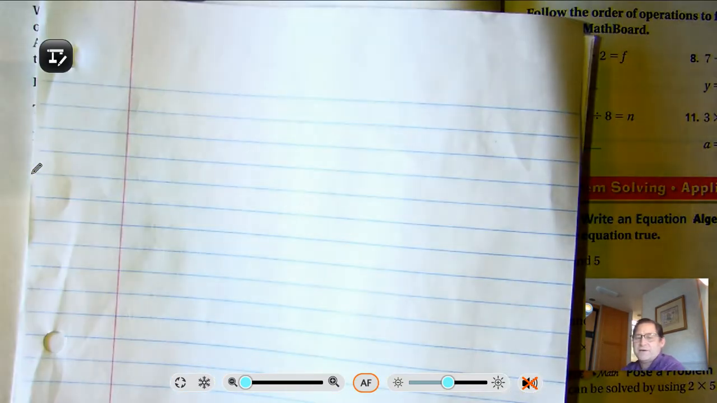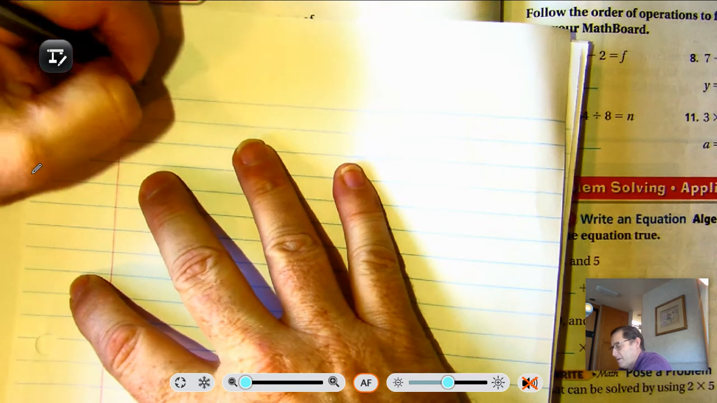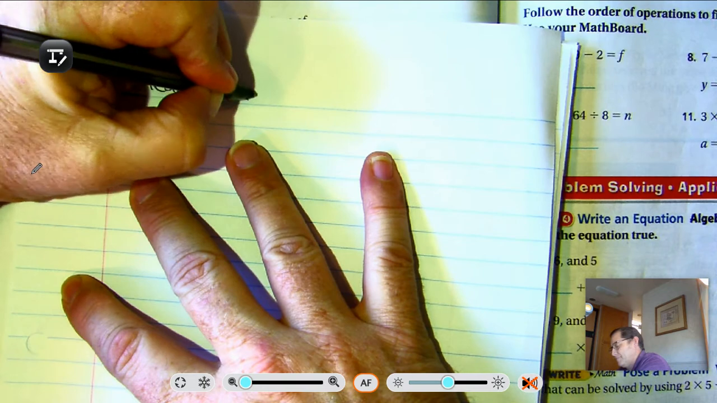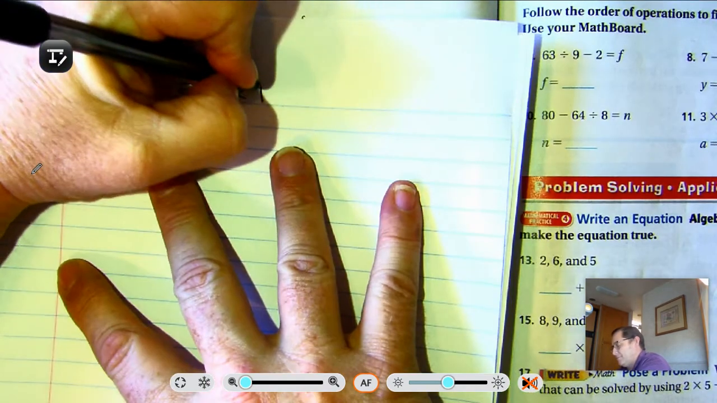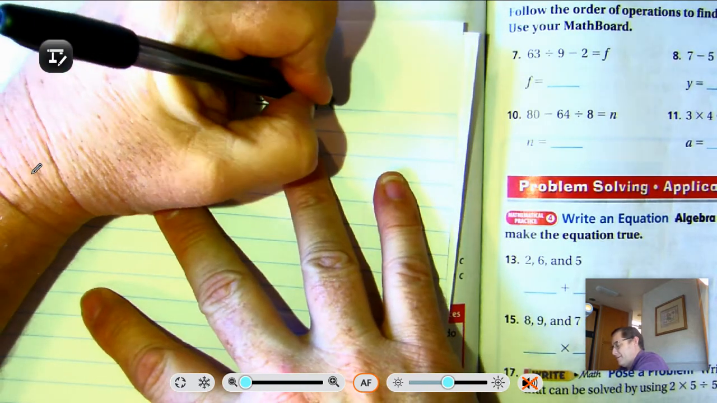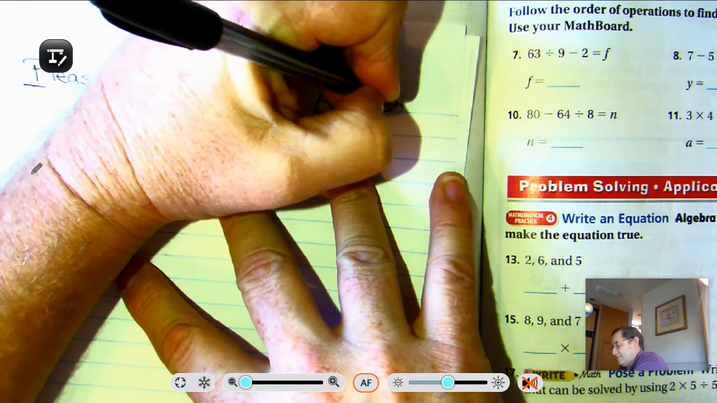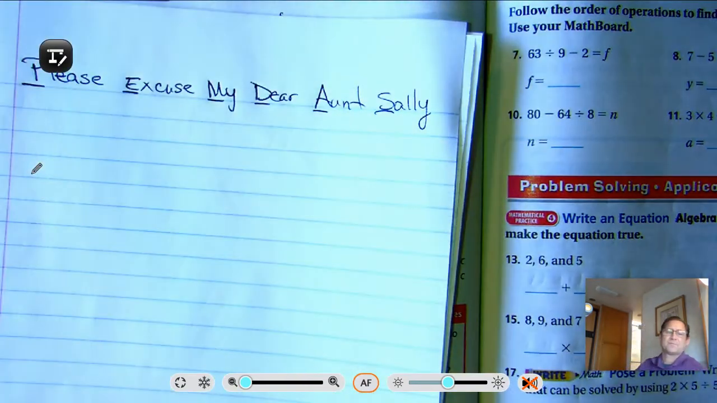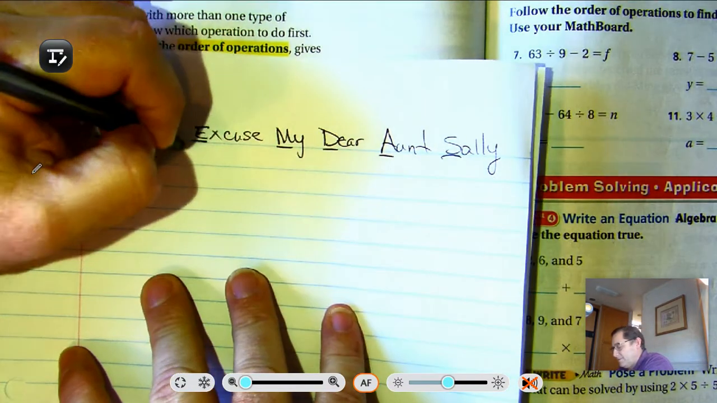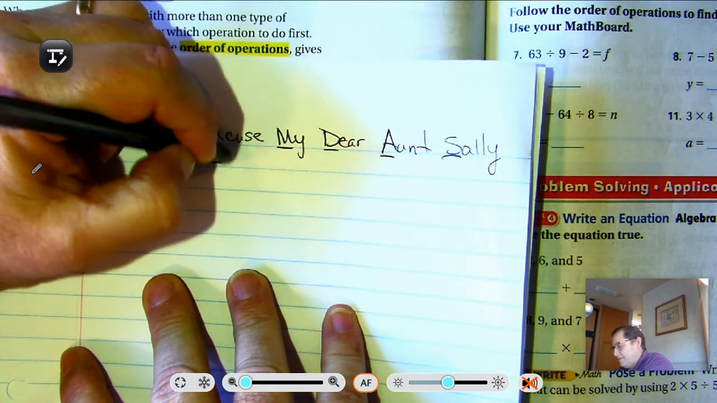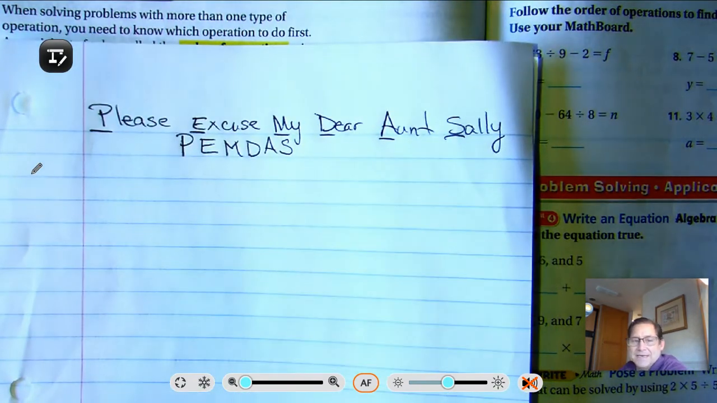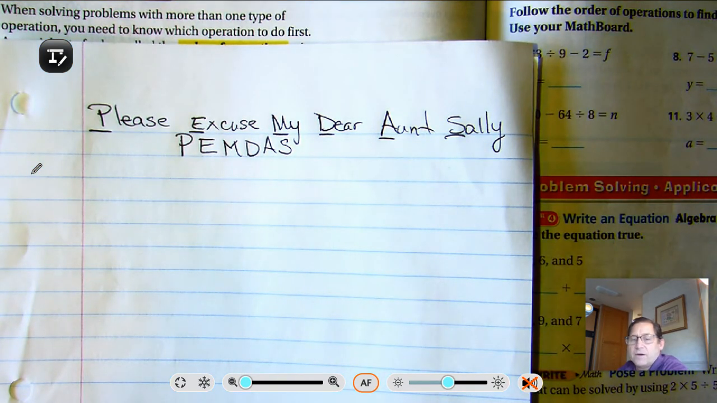But you might hear somebody say the phrase, for order of operations, please excuse my dear Aunt Sally. Okay? And if you take the first letter of each of those words, you'll get something called PEMDAS. Okay, that's the order of operations.